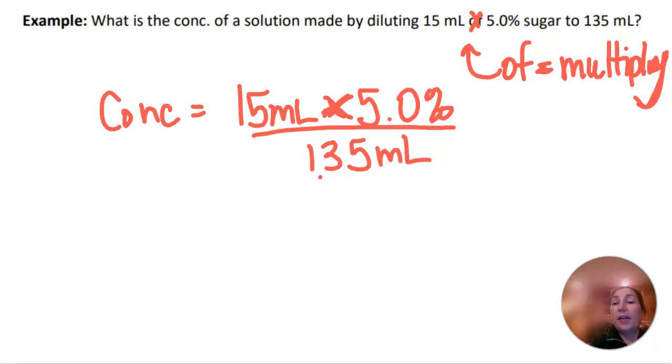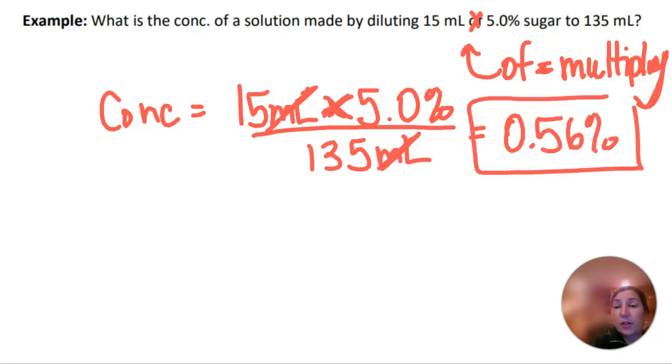So you have diluted it to 135 milliliters for your final concentration. So we'll cancel out milliliters, and then you should get 0.56% for your concentration. So the "of" in that phrase, to basically get how much sugar you have, you'd multiply 15 milliliters times 5%, and then divide that answer by the total to find your new concentration.